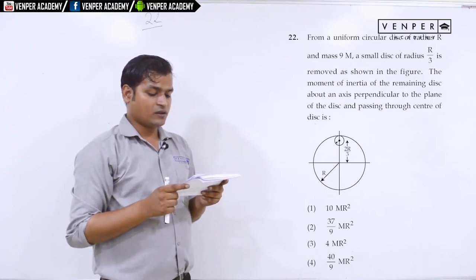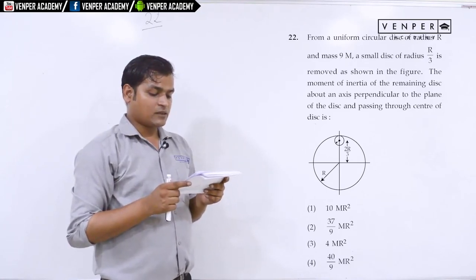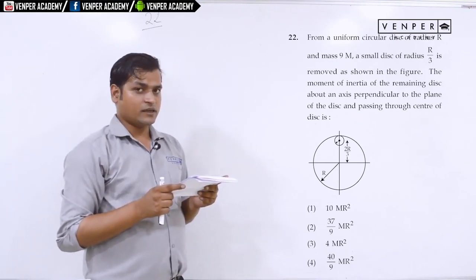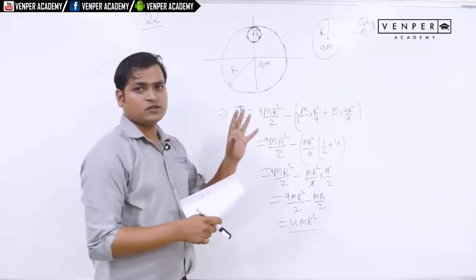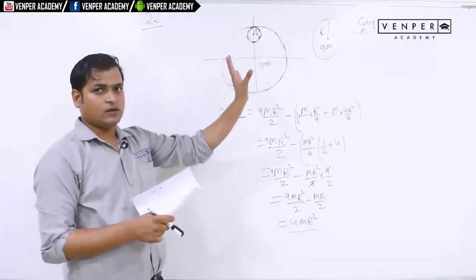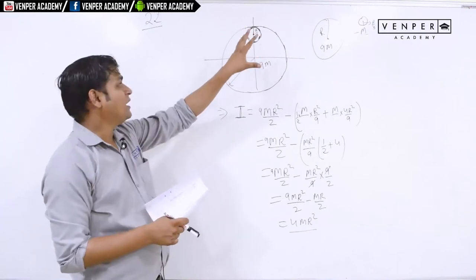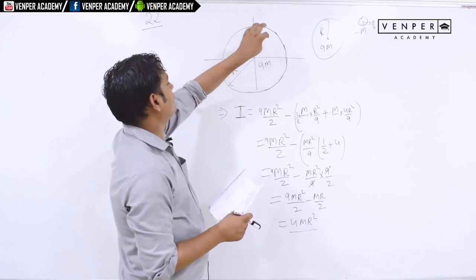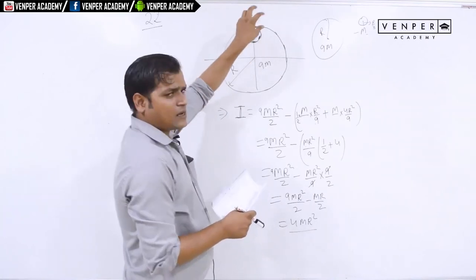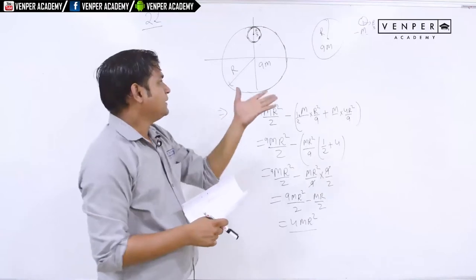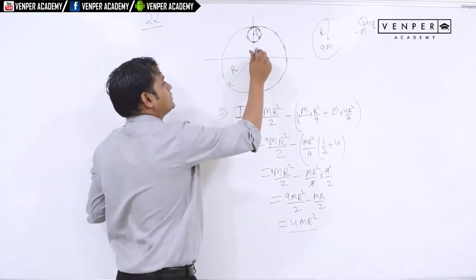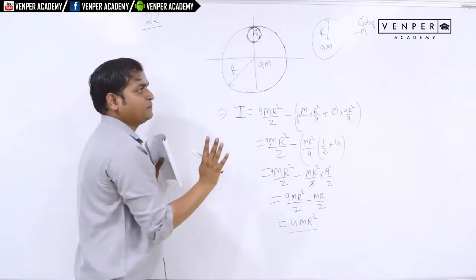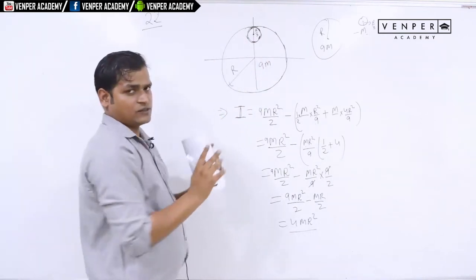From a uniform circular disc of radius r and mass 9m, a small disc of radius r by 3 is removed as shown in the figure. The moment of inertia of the remaining disc about an axis perpendicular to the plane of the disc and passing through the center of the disc is. Okay, see in this question, question number 22, there is a disc of radius r and its mass is 9m. And in this disc, at a distance 2r by 3, we are removing a circle of radius r by 3, and they are asking moment of inertia about an axis which is passing through the center, and that axis is perpendicular to the plane. Clear? So how to find this one?